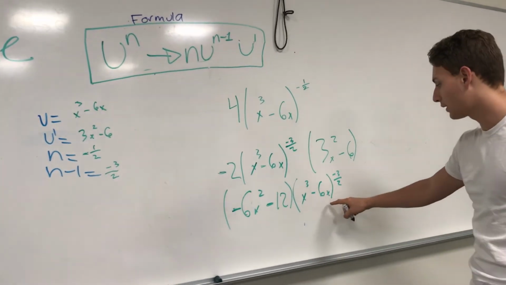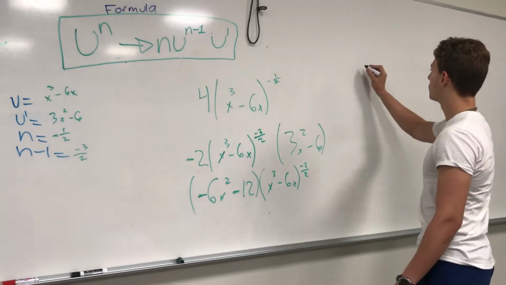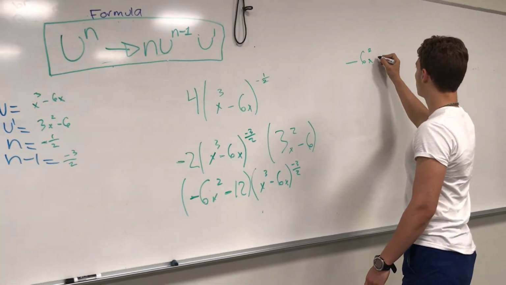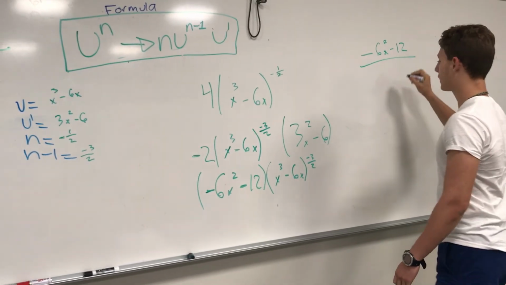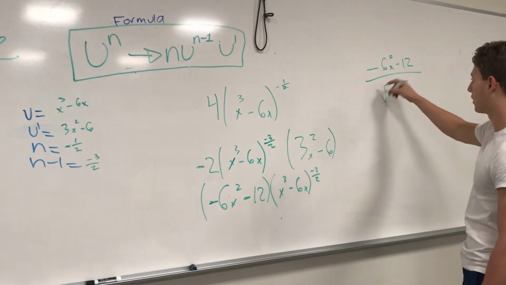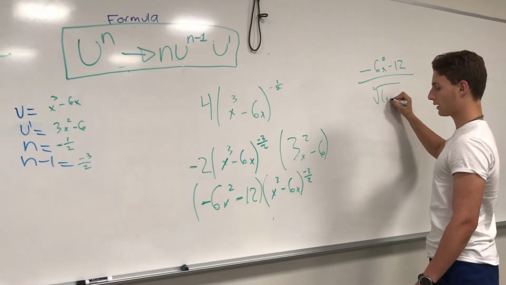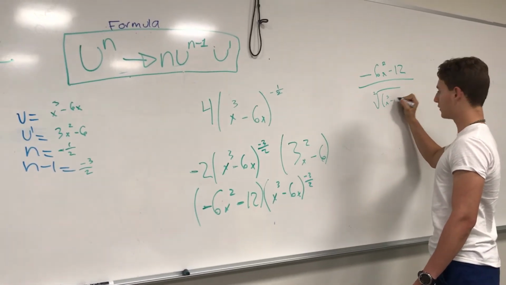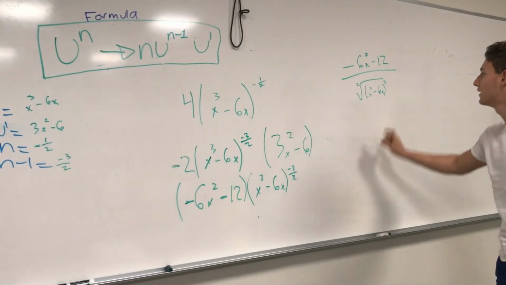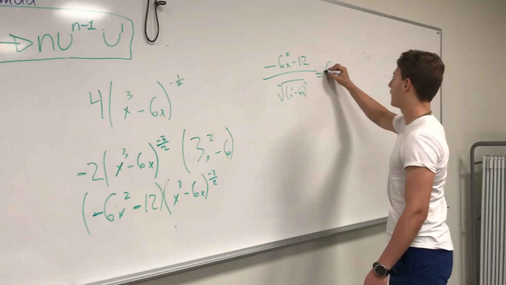And we cannot leave it like this, because this is negative. So we'll just convert it to minus 6x squared minus 12 divided by the square root of x cubed minus 6x cubed. And this will be our final answer, and this will be equal to prime of f.